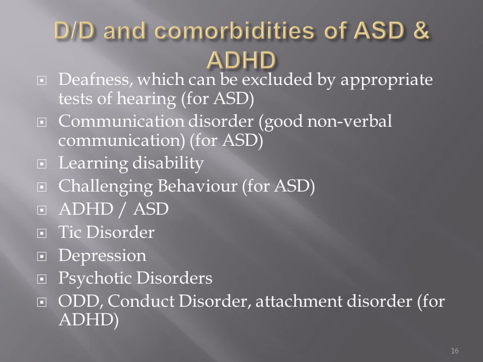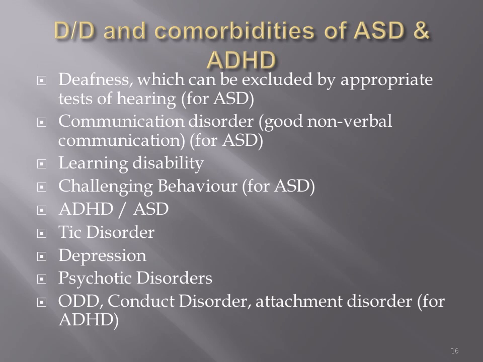Now, the learning disability can be comorbid in both ASD and ADHD, that's autistic spectrum disorder and ADHD. Challenging behavior can be there mainly in autistic spectrum disorder. And in ASD, ADHD is the most common comorbidity. Similarly, in ADHD, autistic spectrum disorder can be one of the comorbidities. Tic disorder or Tourette syndrome can be a comorbidity or can come in the differential diagnosis. Depression can occur in both groups.